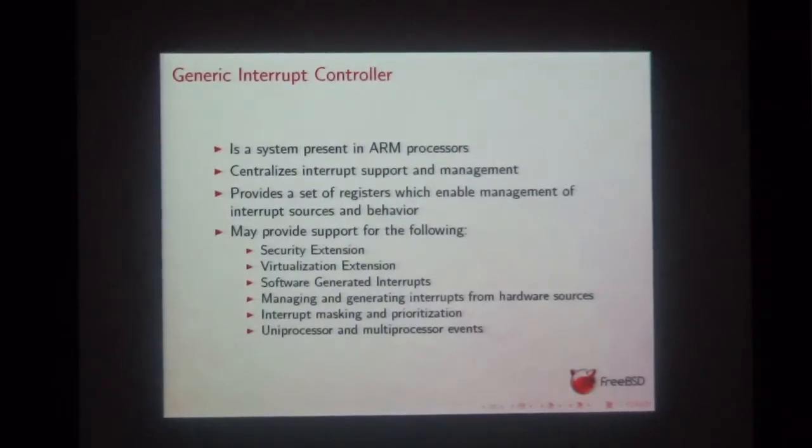Managing and generating interrupts of hardware sources. So other sources will be the hardware ones. We configure devices to deliver interrupts to the CPU. Also about interrupt masking and prioritization, very important here. Interrupt masking means that we basically block interrupts coming to the CPU. Whenever we are executing some kind of code, we need this option.